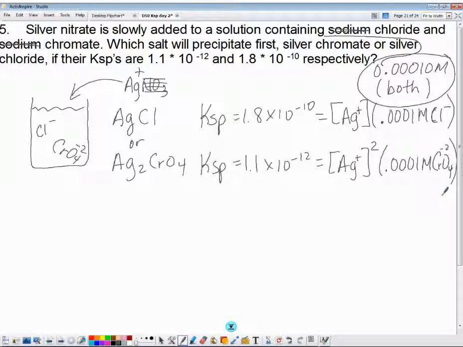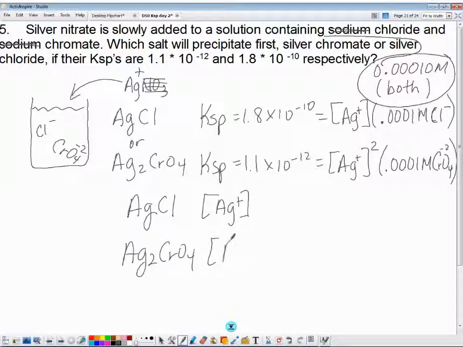Do you see what I just did? I took both KSP expressions for both possible precipitates, and I left the unknown as how much silver is needed. So I solve mathematically how much silver we need in order for the silver chloride to precipitate first, and how much silver we would need for the silver chromate to be saturated.